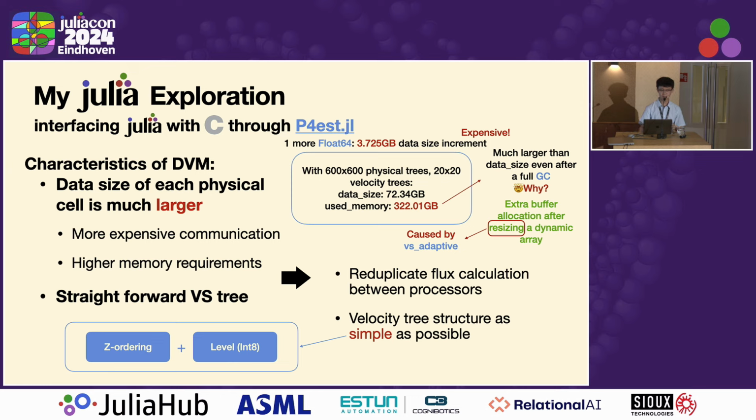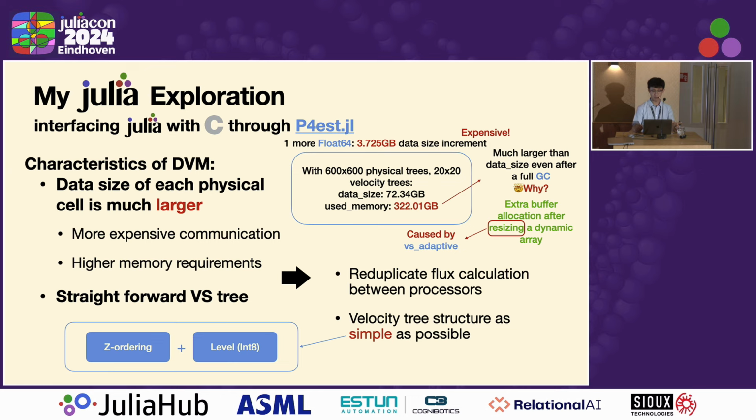To provide a better understanding of the memory requirements of DVM, here are some figures. For the moderately sized 2D grid I mentioned earlier, storing the data requires about 70 gigabytes. Additionally, storing an extra double type per velocity space grid increases the data size by about 4 gigabytes, making it quite expensive. Therefore, we have streamlined the tree structure information of the velocity space as much as possible.